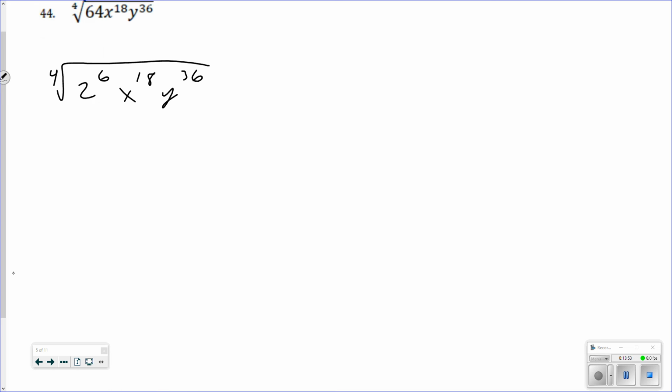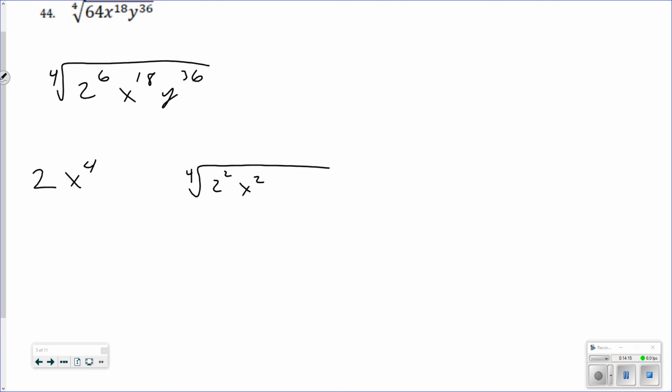So 6 divided by 4 is 1 with a remainder of 2. So you can factor out a 2, and I'm left with a remainder of 2, so the exponent stays there. X to the 18: 18 divided by 4 is going to be 4 with a remainder of 2.